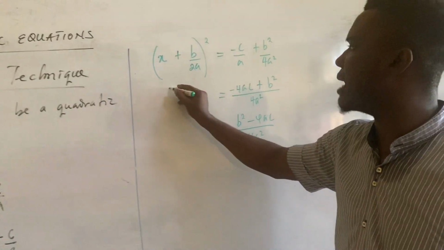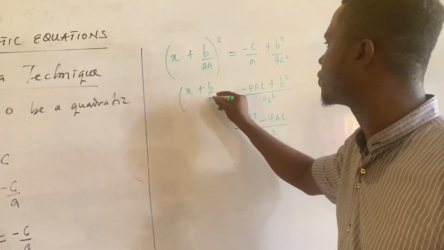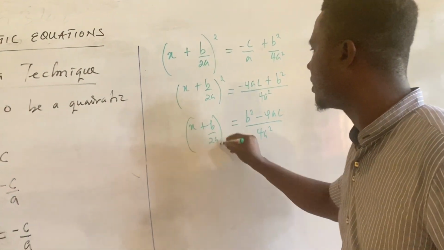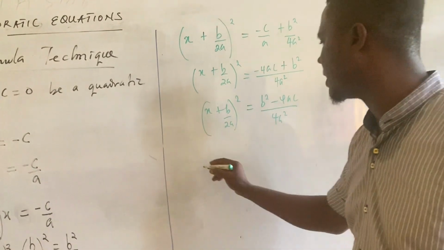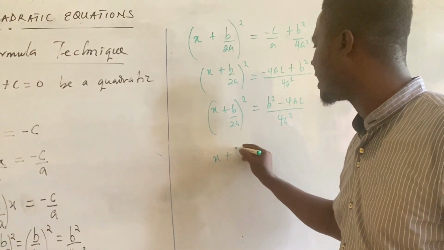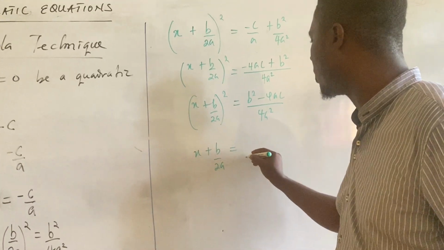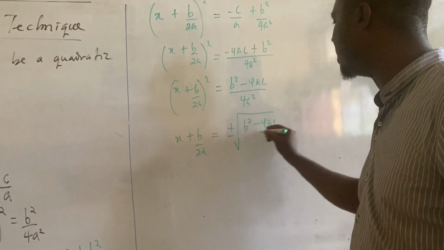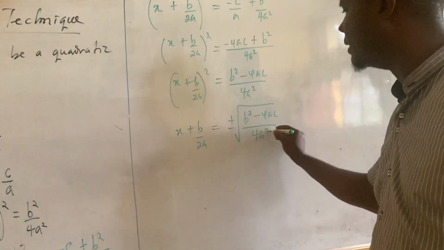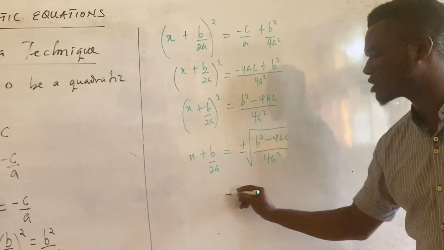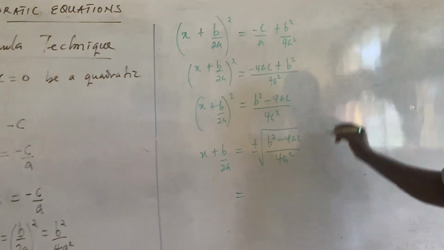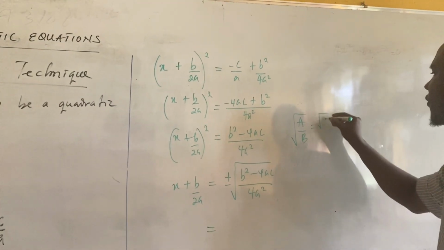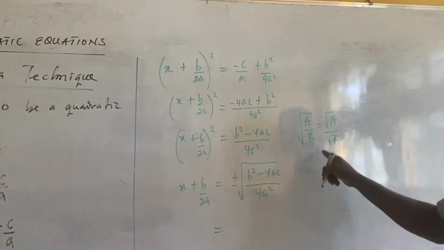Now, I will bring this down. x plus b over 2a all squared. And that will now mean taking the square root of both sides will leave me with x plus b over 2a equals plus or minus the square root of b squared minus 4ac all over 4a squared. Now, according to the rule of surds, the square root of a over b is equal to the square root of a all over the square root of b. And I'm going to use this technique here.